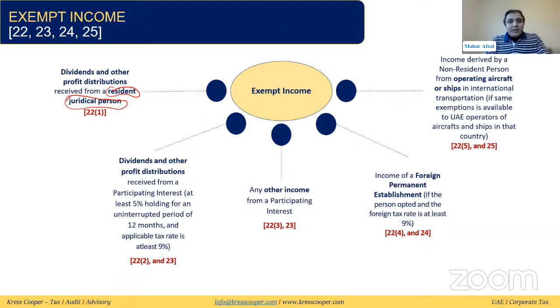Dividends and other profit distributions received from a participating interest. We'll look at the participating interest in detail. This requires a minimum of at least 5% shareholding for an uninterrupted period of 12 months, and the income should be subject to tax at least 9%. We need to look into this in detail. So you can say if the dividends or other profit distributions are being received from foreign juridical persons, the non-resident juridical persons, it will be exempt from the UAE corporate tax law.